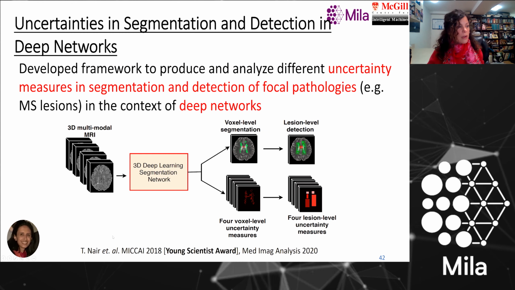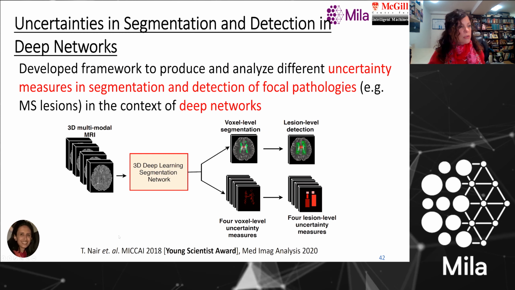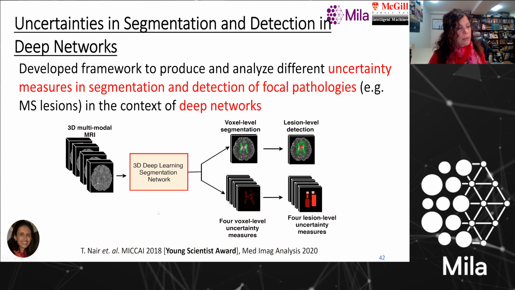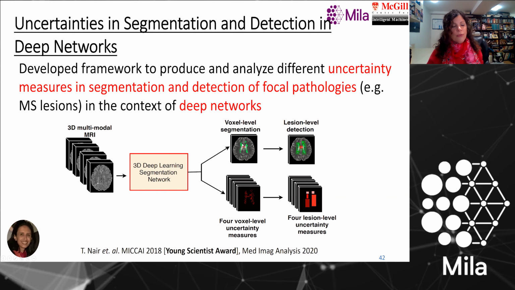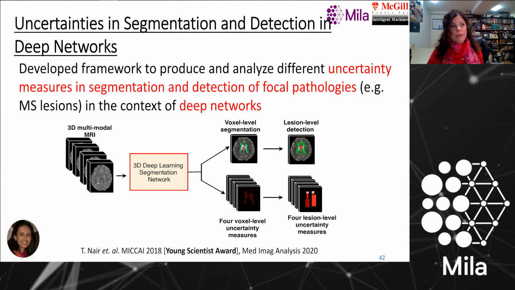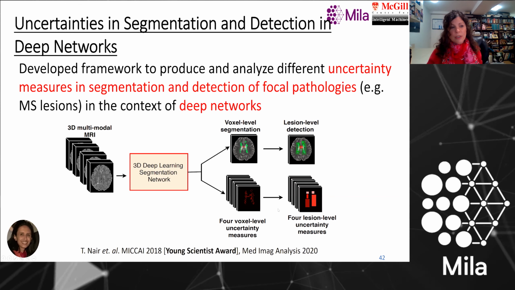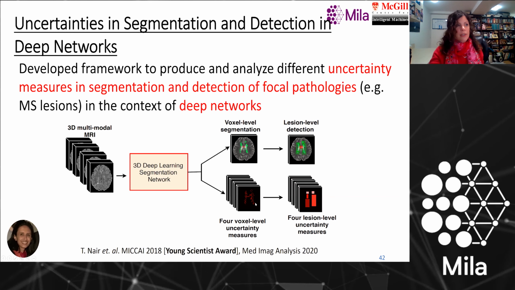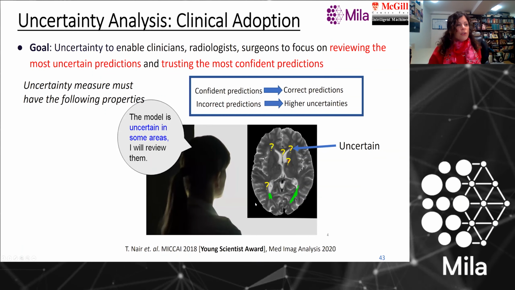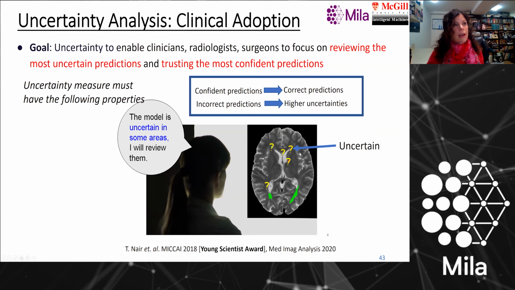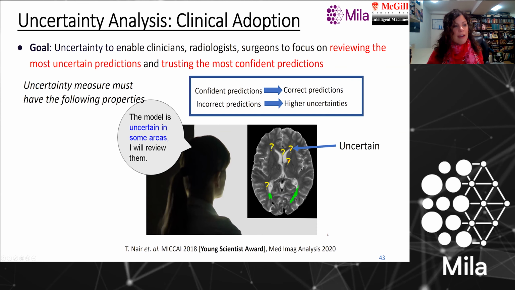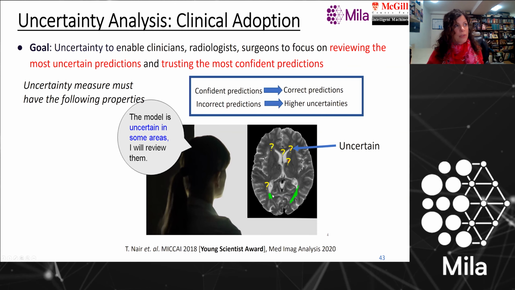And this is some work by a former student, Tanya, who's now at Imagia, who's presenting today, and she won the Young Scientist Award at MICCAI for this work. Our system produces both voxel level segmentation results and lesion level detection results, and examines different uncertainty measures for both of these tasks. So of course, if we would like these uncertainties to be reviewed by the clinicians, they have to trust the confident predictions.